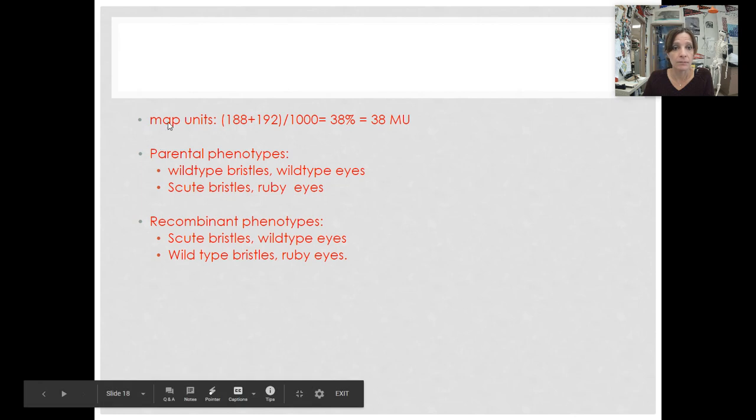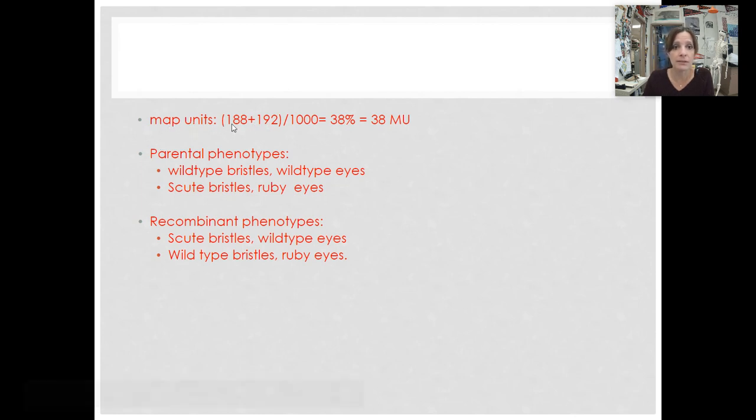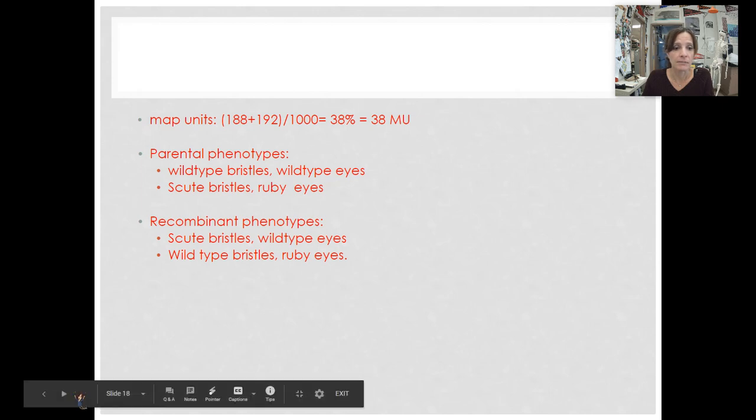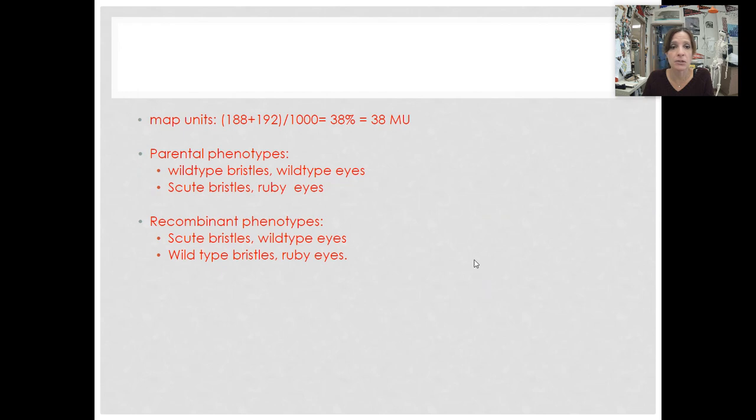Okay, so in order to find this one, you take the recombinant numbers, which are 188 and 192, divide by 1,000, and you get 38%, or 38 map units. These were the parental phenotypes, and these are the recombinant phenotypes. And that's it. We'll do some of these problems in class, but make sure that you have a good example or two written down.